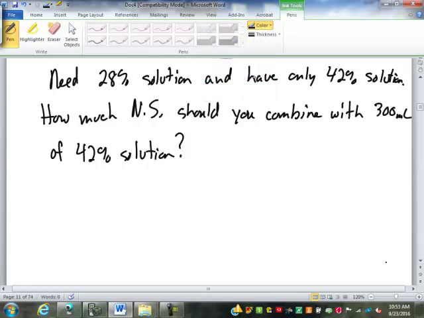So again, what are the two things, what are the ingredients we're combining here? Well, we have 42%. What are we combining it with?